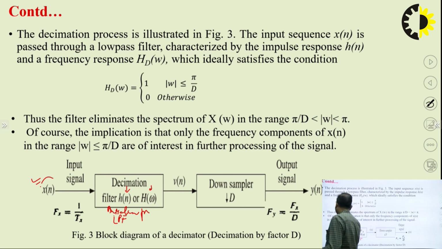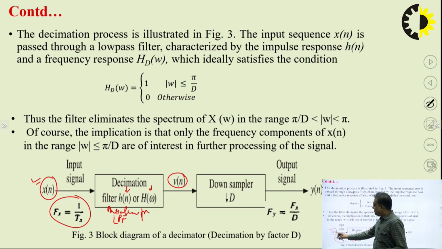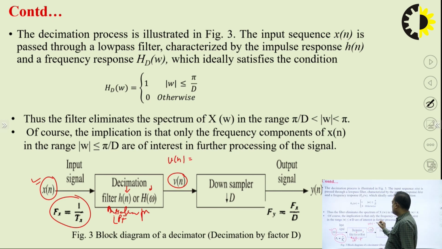So here is the sequence x[n], the original signal. You can see this is the input signal. Here the rate is, let's say, capital Fx. Capital Fx is the rate; you can call it 1 by Tx. v[n] is the sequence that we obtain by passing x[n] through a decimation filter of impulse response h[n]. What is the value of v[n]? The operation is convolution, so x[n] convolved with h[n] gives v[n].